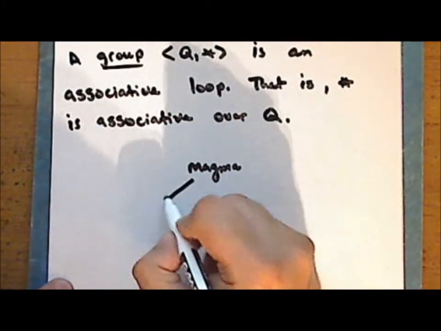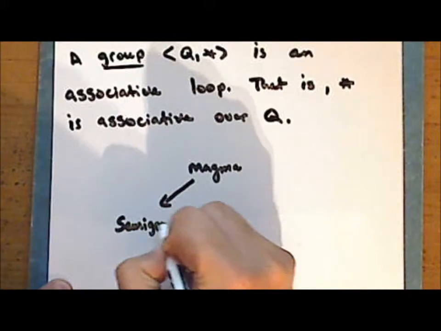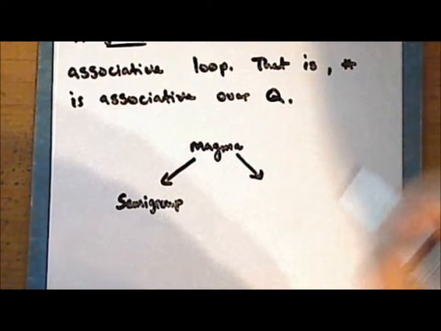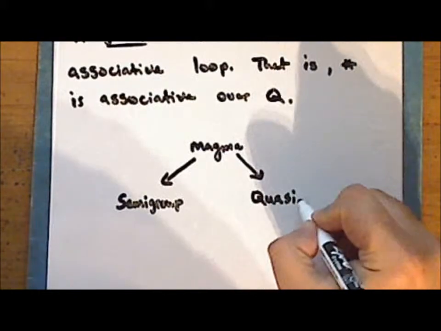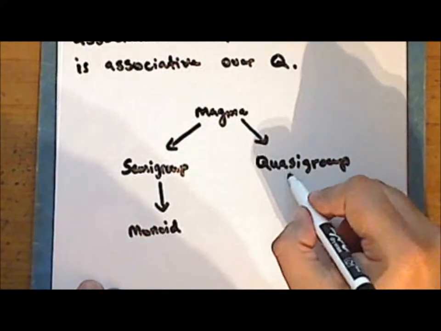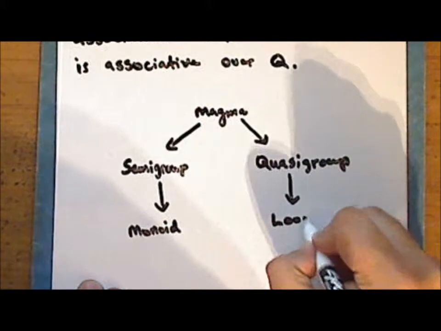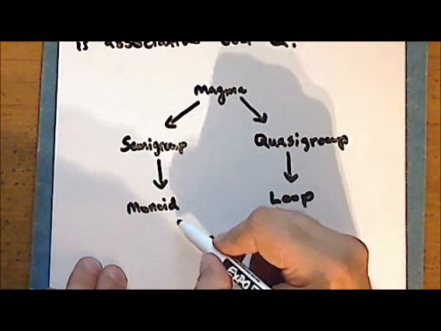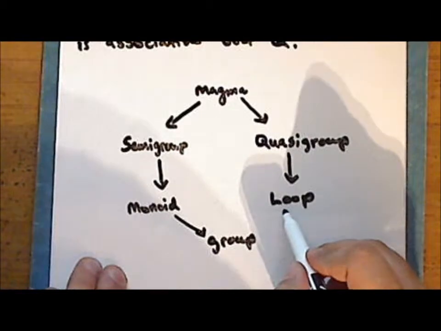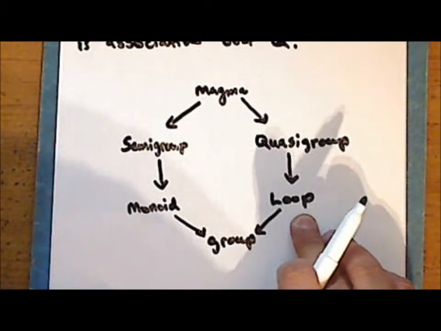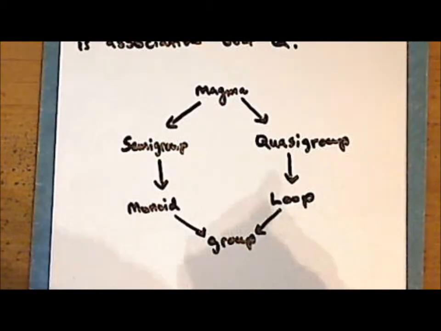if the operation is associative, then we have a semigroup. Now, if the operation is not necessarily associative, but each linear equation has a unique solution, then we have a quasigroup. If in a semigroup there exists a unique identity element, then we have a monoid. And if in a quasigroup there exists a unique identity element, we have a loop. And if each element in the monoid has a unique inverse, then we have a group. And if the operation in the loop is associative, then we also have a group. And as we have demonstrated, if the operation is associative in a loop, then each element has a unique inverse.